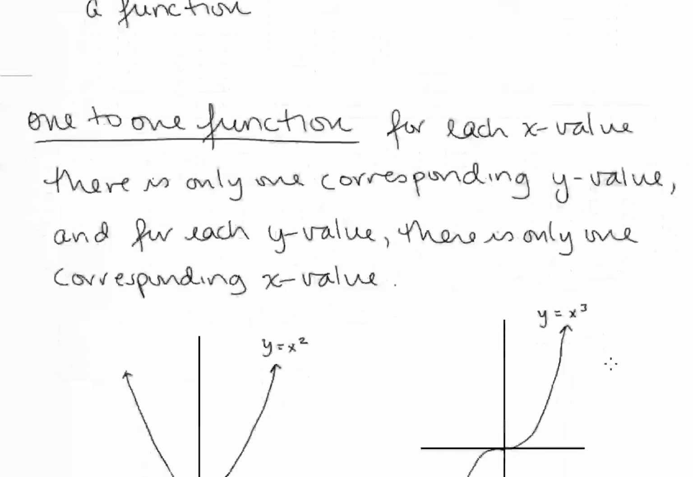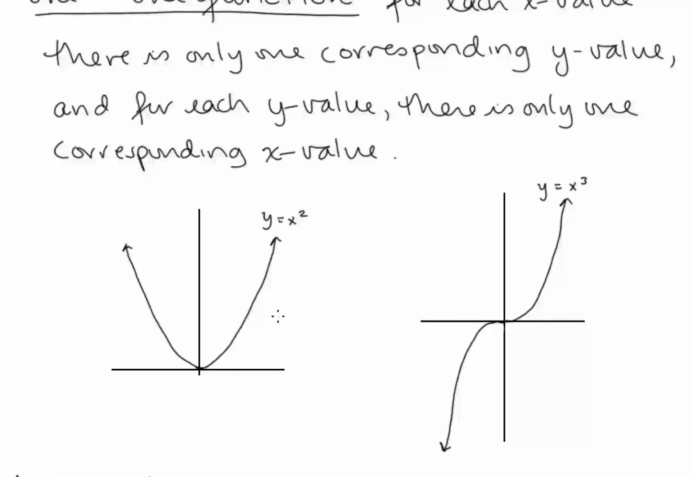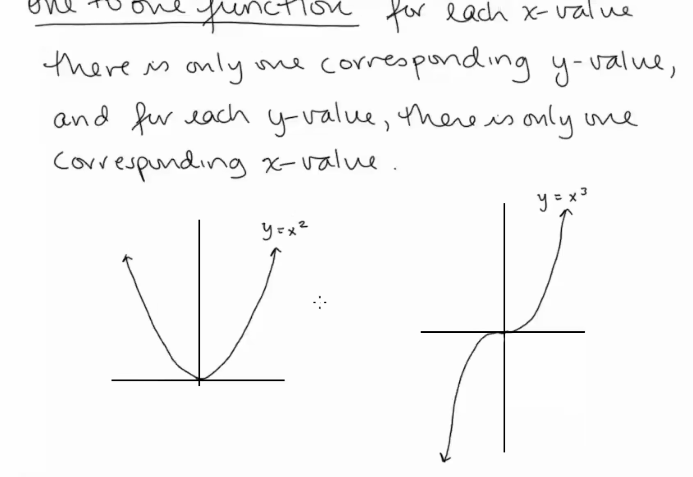Now let's talk about what it means to be a one-to-one function. To be a one-to-one function, it first has to be a function, so that says for each x value there's only one corresponding y value. But then to be a one-to-one function, the reverse is also true. For each y value, there is only one corresponding x value. So now we know that these two are functions. We just showed that. Let's see if they are also one-to-one.